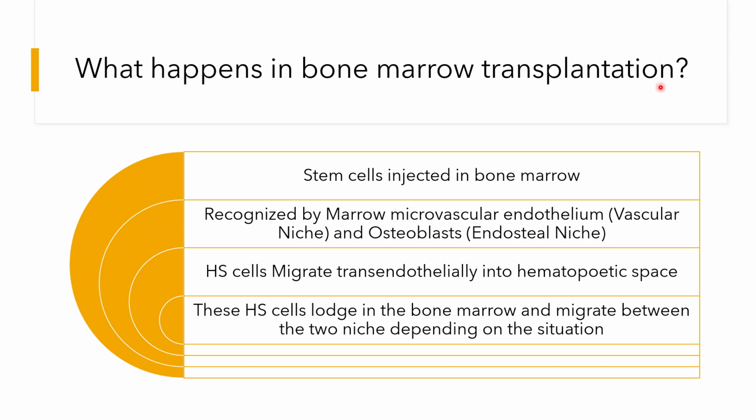So in bone marrow transplantation, when we inject the stem cells that are cross-matched, they go and get recognized by the microvasculature of the two types of niches, and then they go transendothelially and get lodged into the hematopoietic spaces, and they become a natural part of the two niches.